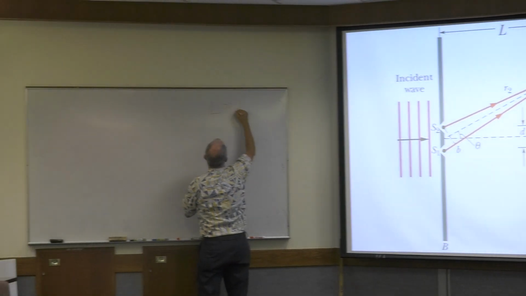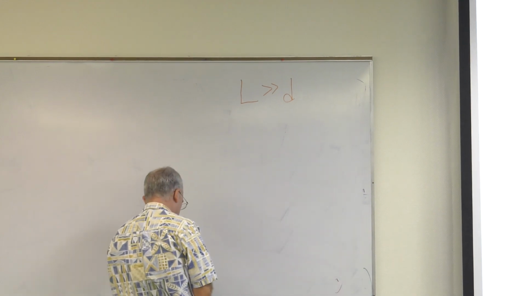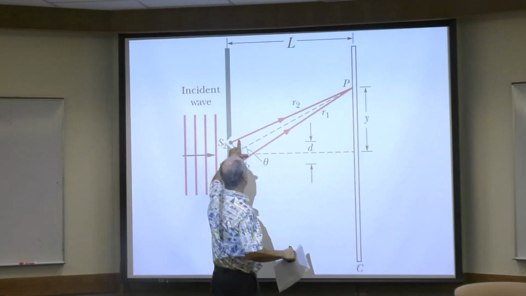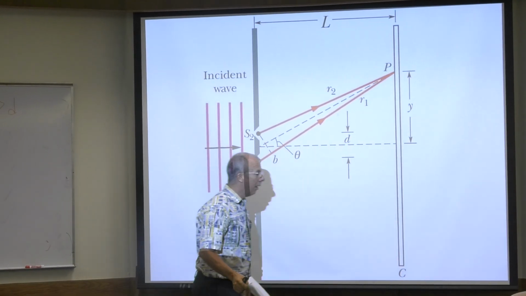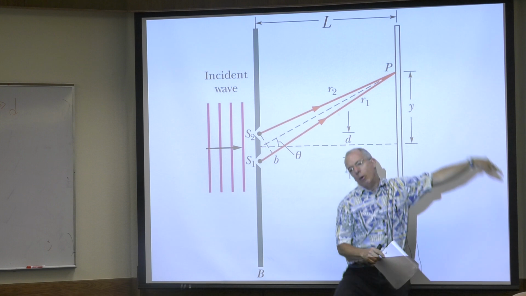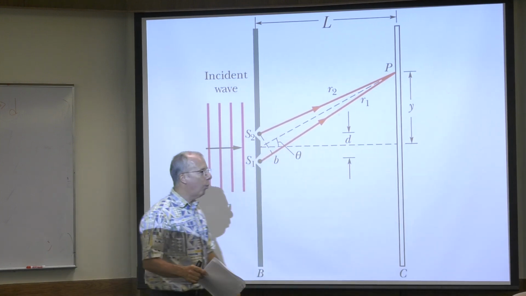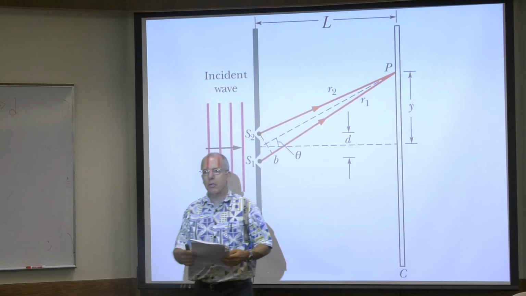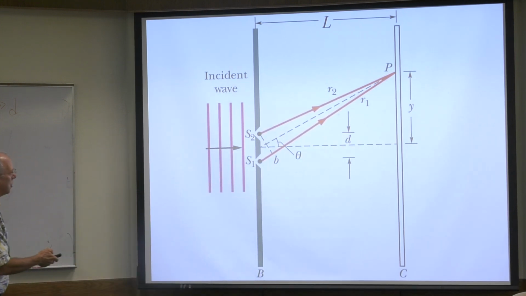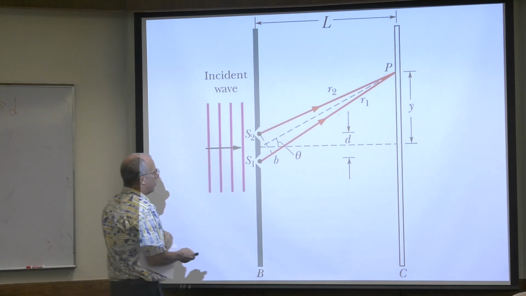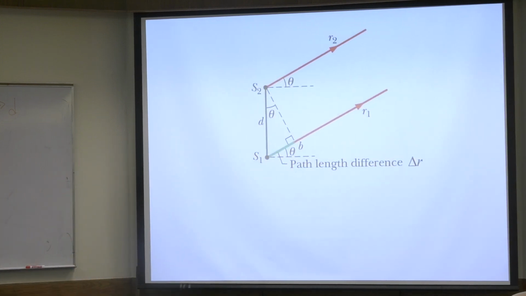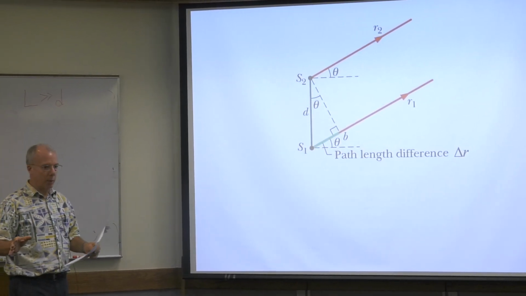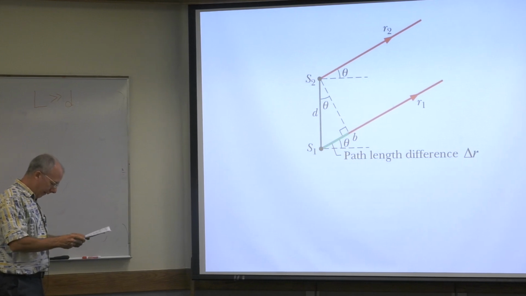Now, what's the big deal about that? Well, are these lines parallel? No. But if you move this screen way over, like a mile away, what's it going to look like? It's going to look like these lines are parallel. So because L is tons bigger than this D, we're going to assume parallel rays. And that's a great assumption. It's also a correct assumption. We're not just being lazy.